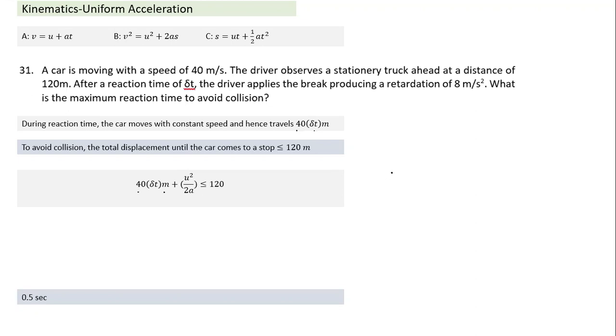And we have mentioned earlier also, retardation is very similar. If u is the velocity and the retardation is a, the distance traveled is u squared by 2a. This is the equation. In this equation, all the rest is given. We can easily find delta t, which comes to 0.5 seconds.